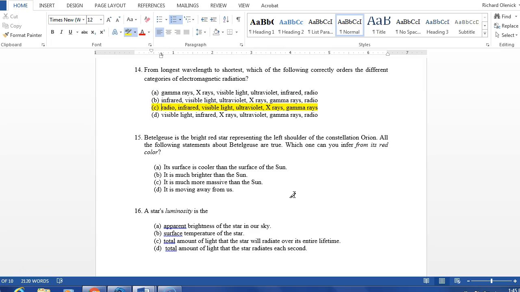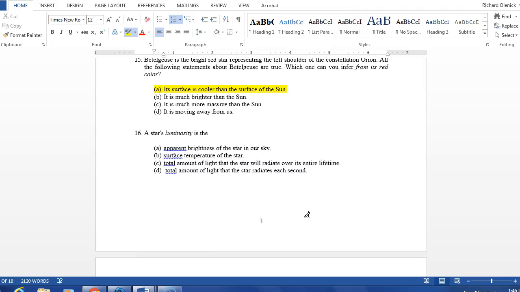Betelgeuse is a bright red star. Which would we infer from its red color? Its surface is cooler than the sun. Yes. It's much brighter? No. So the answer is A. It's a cooler surface.